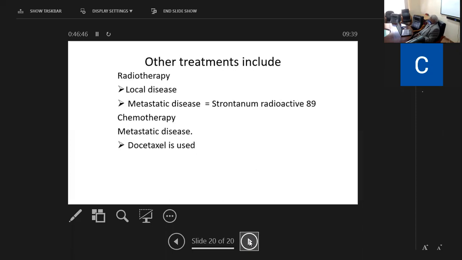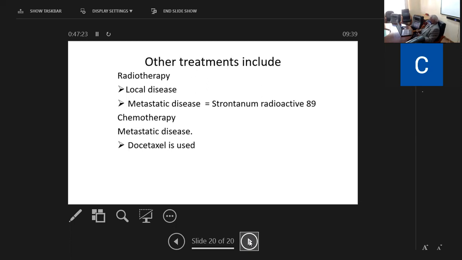Other treatments include radiotherapy. These days you can send patients to the cancer disease hospital and they can irradiate locally or metastatic disease. In metastatic disease, there's radioactive isotope strontium-89, which can help to suppress the metastatic disease.